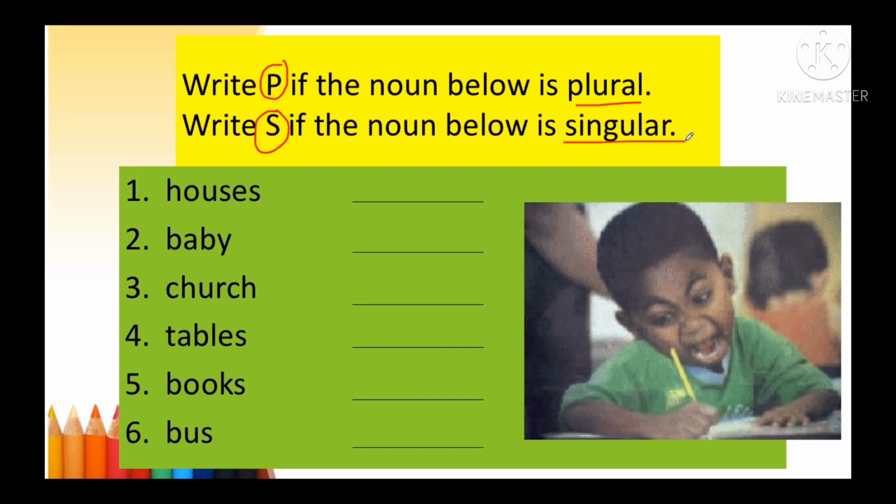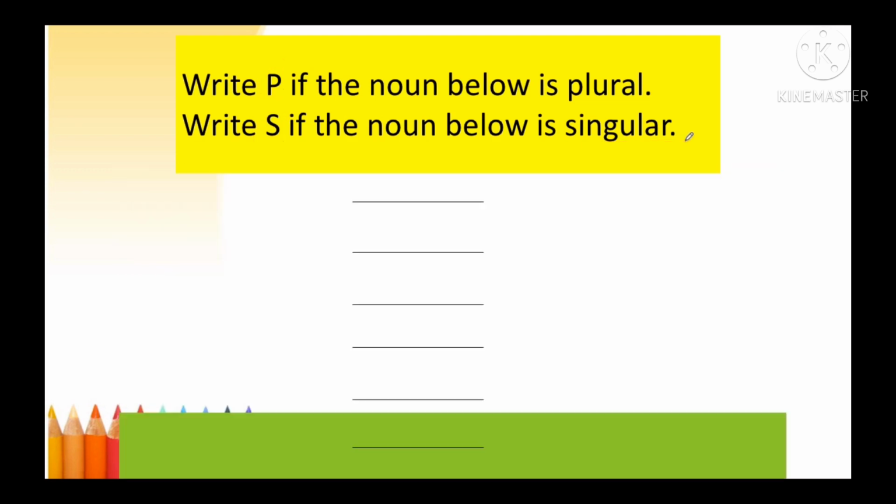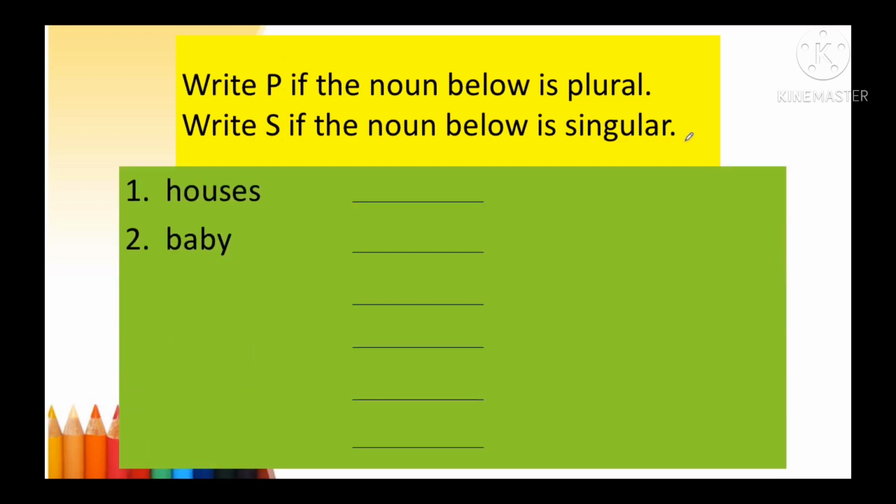Okay, time's up. Let us answer. Number 1, this is houses. Say houses for me, please. Houses. Again, houses. All right. Number 2, baby. Baby. Again, please. Baby. Okay.